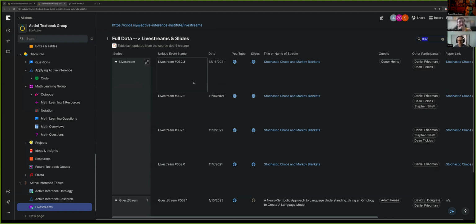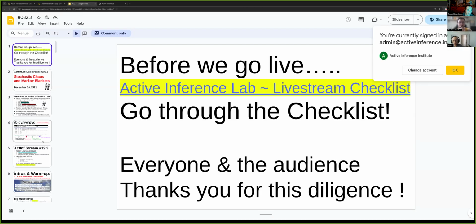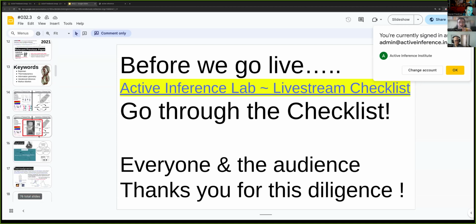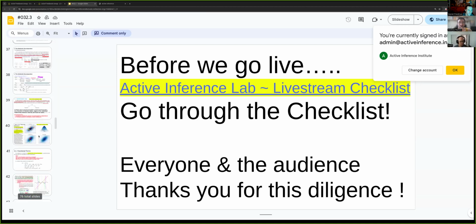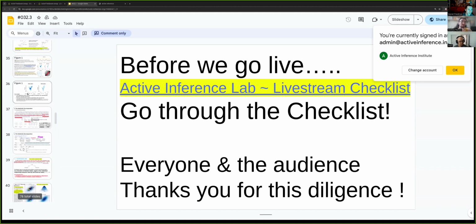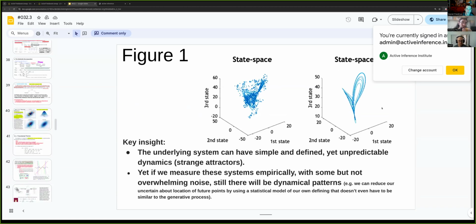This is 32.3, or the 32 series, one of the rare ones with a dot three. This paper goes into more detail. Let's just look at a few of the key pieces here. So here's sampling from a Lorenz attractor.